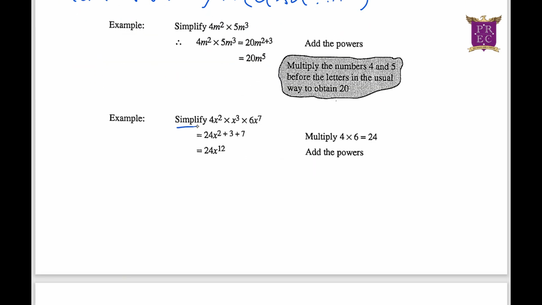Moving on to this example, they've multiplied 3 different expressions with indices together, and they all have a base of x. Since they all have a base of x, we can add the indices together, giving us x to the power of 12. Also keep in mind that the numbers on the outside are just multiplied together regularly, giving us 24x to the power of 12. These numbers don't have indices, so they just multiply like normal.